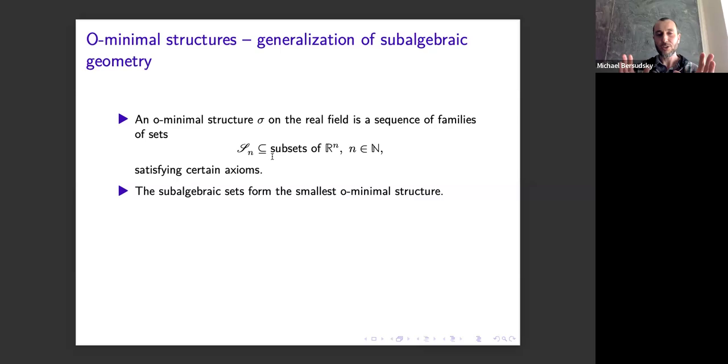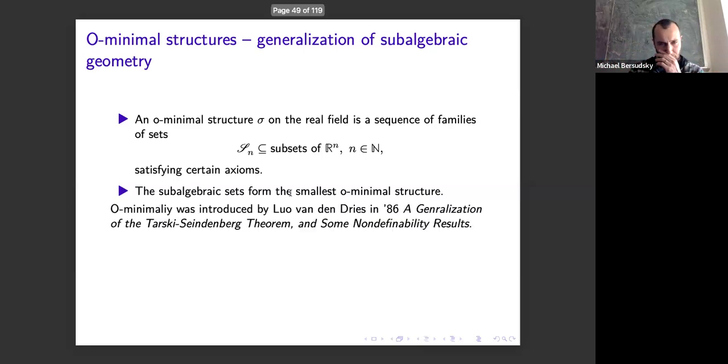In any O-minimal structure, of course, there are various notions of O-minimal structure, but for us, an O-minimal structure is one that expands the real field. So an O-minimal structure always has all semi-algebraic sets. So it's possibly larger. This notion was introduced by van den Dries in '86 in this nice paper.